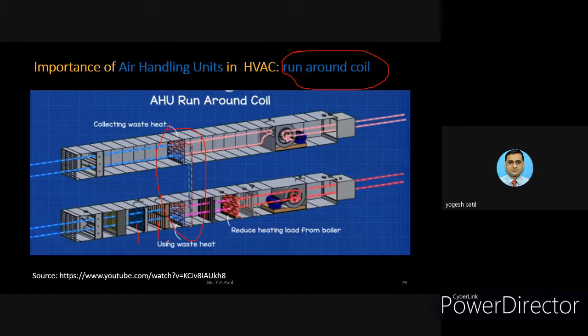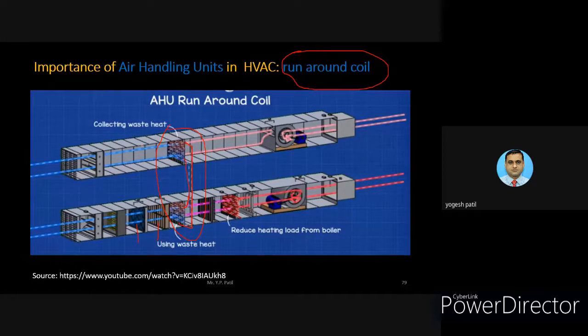This uses a coil in both AHUs, and there is a pump that circulates water between the two. You can see that there is a circulation taking place over here. In this line, warm air gets circulated, and in this one, cold air gets circulated. This will pick up the waste heat from the extract AHU, because this heat would otherwise get exhausted to the atmosphere.